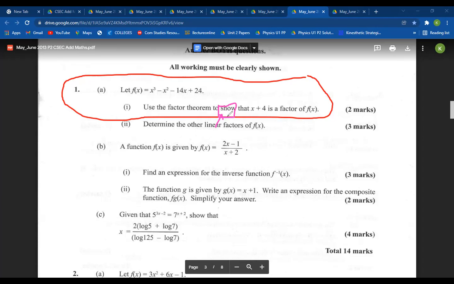Because they use the word show, I know for a fact that x plus 4 is a factor of f of x. If you got a remainder that's not 0, or you found out that x plus 4 is not a factor, something is wrong, check it over. Because it is a fact. It is a factor. Let's go through this one.